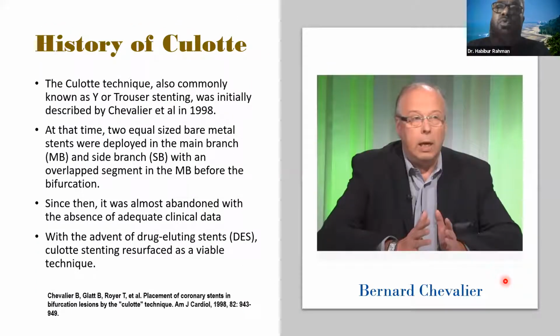Regarding the history of Culotte, it was first reported by Bernard Chevalier of France in 1998. At that time, two equal-sized bare metal stents, as already discussed by Madam, were deployed in the main branch and side branch with an overlapped segment in the main branch before the bifurcation. Since then, it was almost abandoned with absence of robust clinical data. With the advent of drug-eluting stents, Culotte stenting resurfaced as a viable technique.